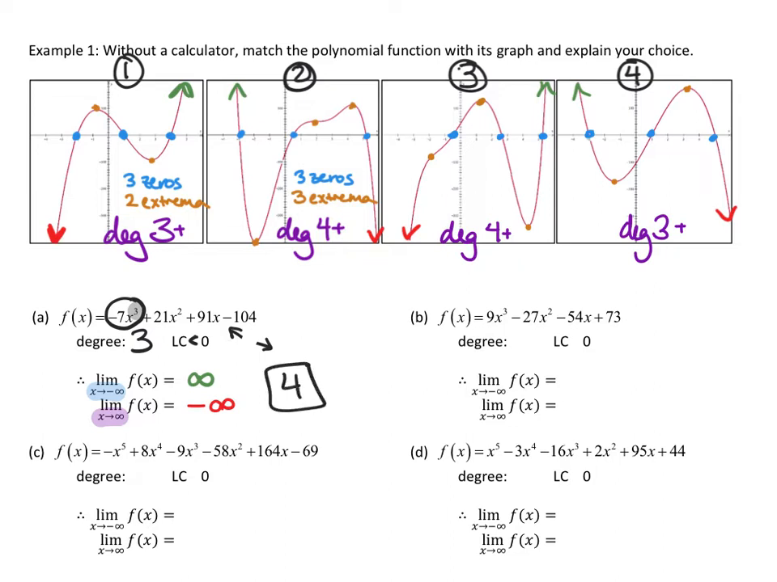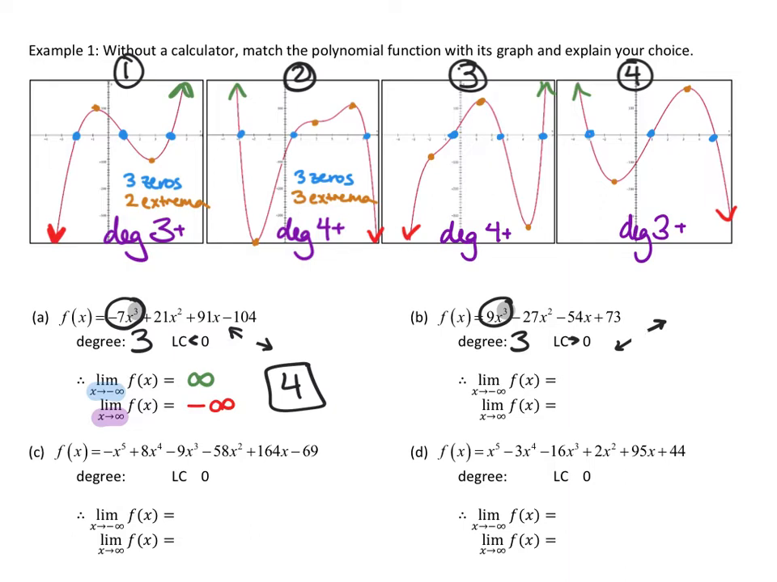So without having to graph all of this crazy polynomial, f of x equal to negative 7x cubed plus 21x squared plus 91x minus 104, we know that it matches up to graph number 4. If we do the same thing for b, its degree, its largest exponent, is 3, so it's also an odd polynomial, but the leading coefficient is greater than 0, which means that it's going to look like a regular positive linear graph with some different stuff happening in the middle.